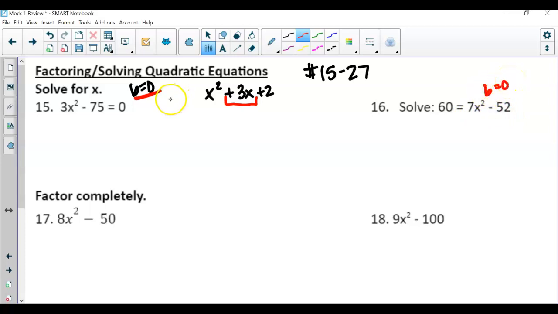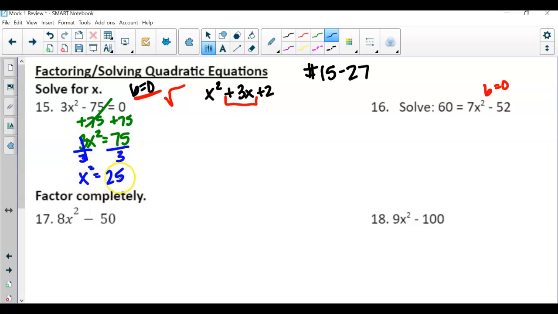So I'm going to go ahead and solve both of these using the square root method. Here we always add or subtract first. So I'm going to add 75 to both sides of my equation. 3x squared is equal to 75. I can't take the square root yet because x is being multiplied by 3. So now divide by 3, x squared is equal to 25. Now am I done? Is this my answer? No, because now I need to take the square root. And x is equal to positive and negative 5.